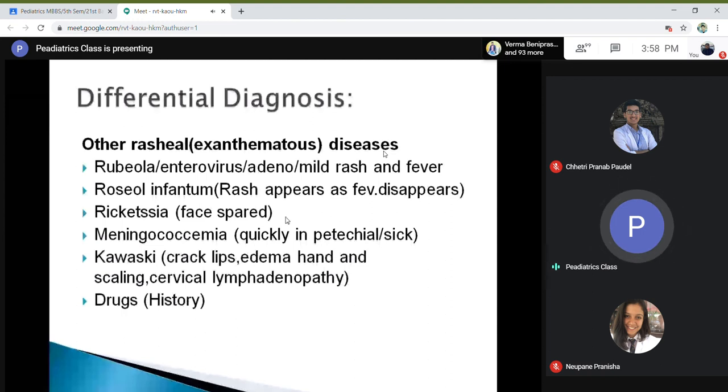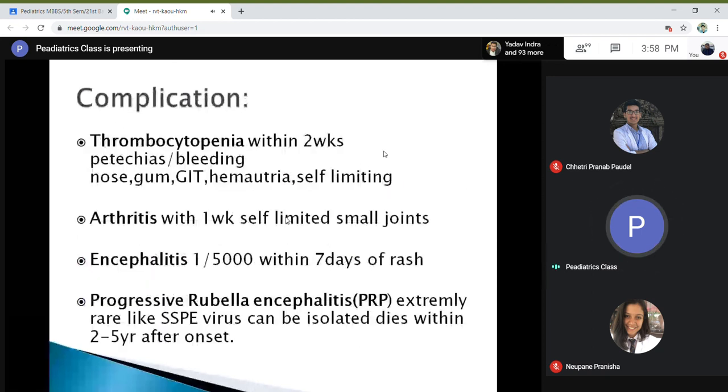What complications do you expect from this disease? Sometimes within 2 or 3 weeks the patient may come to you with a little gum bleed, or petechial rashes, or hematuria. GI bleeding is not that common. Usually these disorders are self-limiting, so with any patient who comes with this history, you have to retrospect: 2 weeks back, did you have any rashes, or a mild fever which lasted 3 to 4 days and disappeared? If yes, then this is a transient complication of rubella.